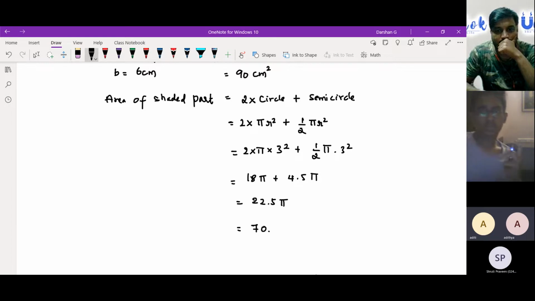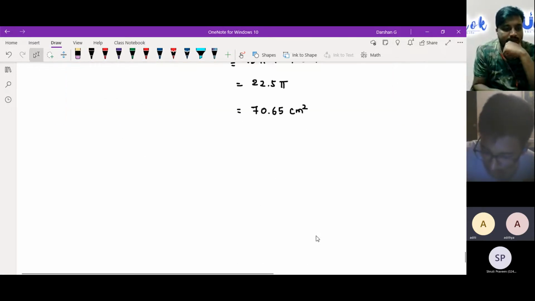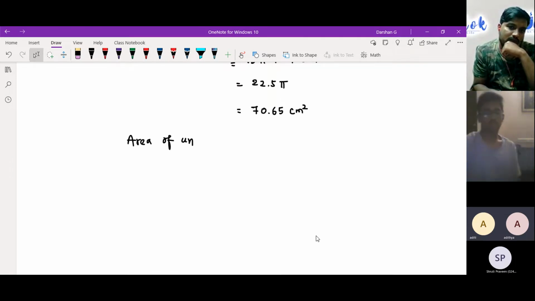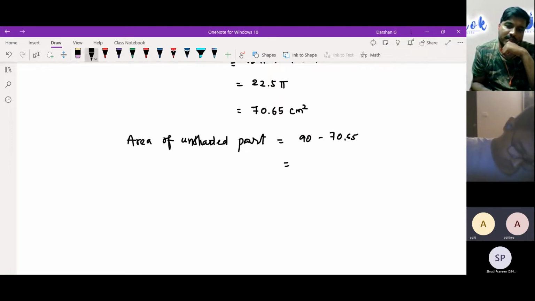Okay. I got the same thing. 70.65 is right. This is centimeter squared. This is the shaded part. So what is the unshaded part? Area of the unshaded part equals 90 minus 70.65. You can find this answer and let me know.